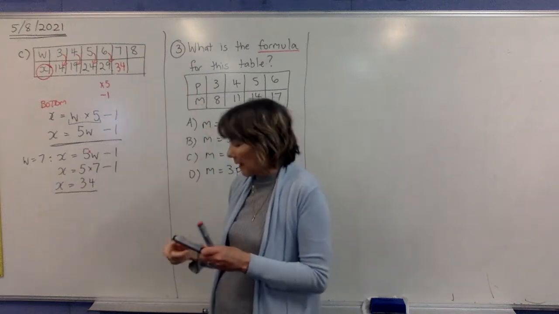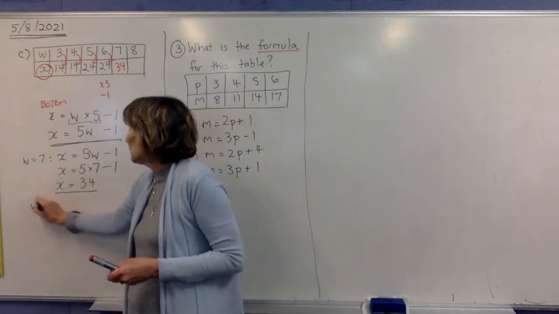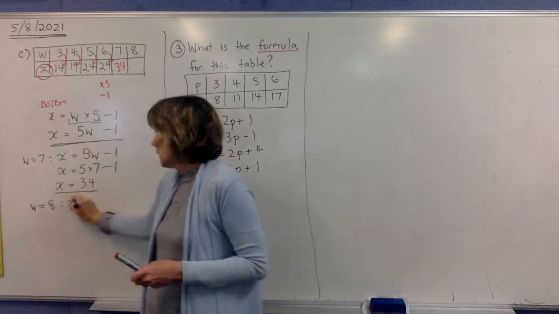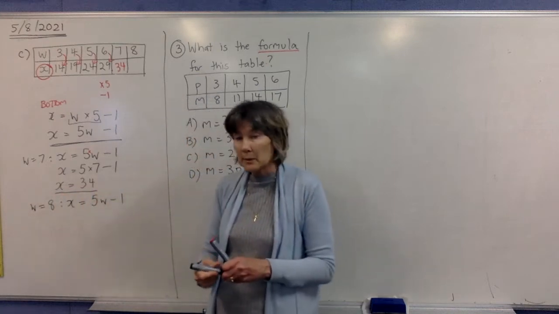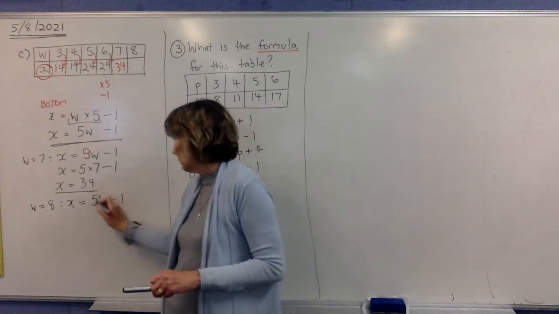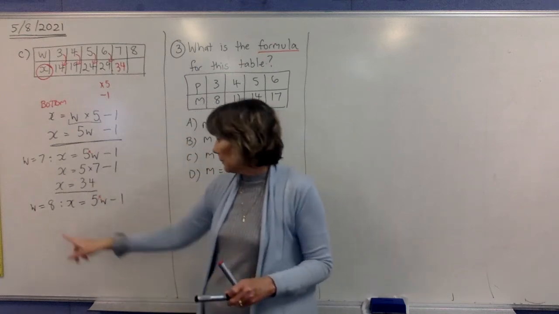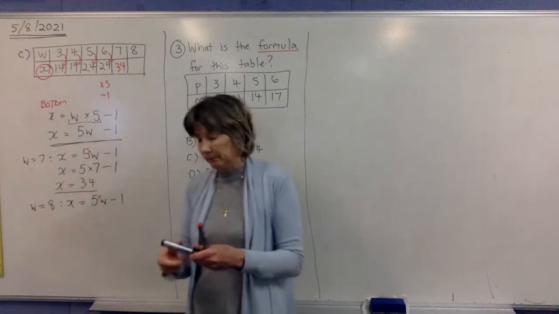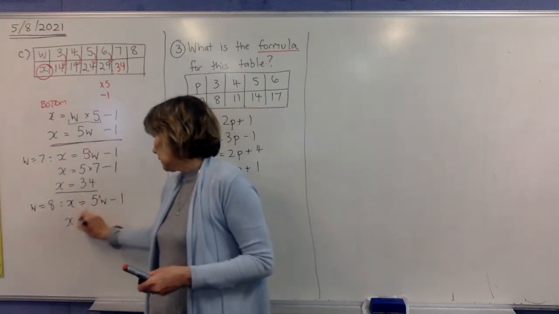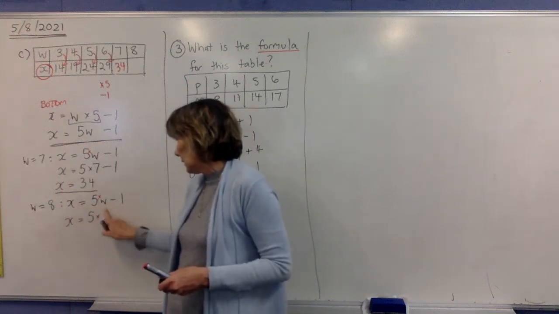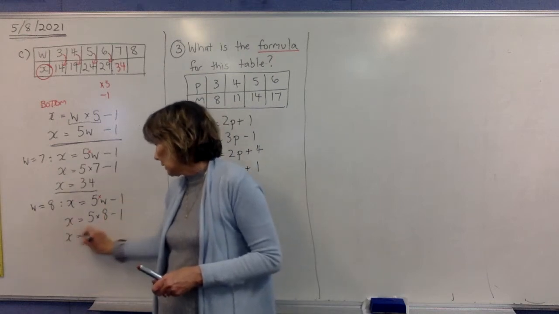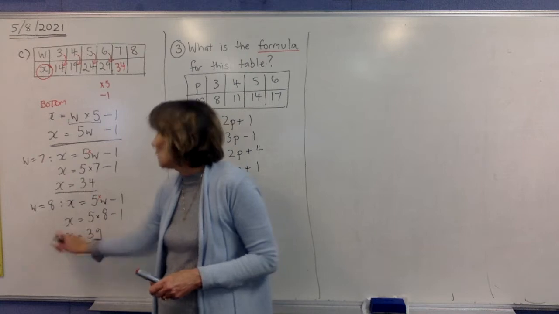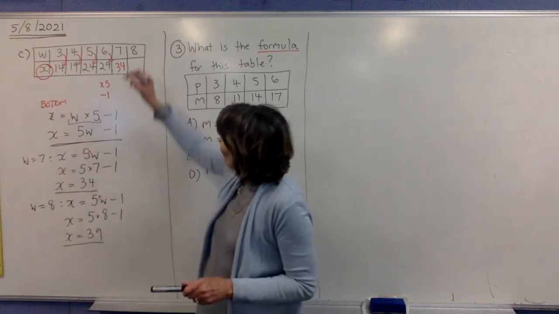Now we're going to use the 8. So we've got W equals 8. Our rule we write down. Don't forget your times sign between the 5 and the W. And now let's sub in our 8 for our W. So we have X equals 5 times 8's going in for W minus 1. Use your calculator and you'll get 39 for that number. And put it up here.